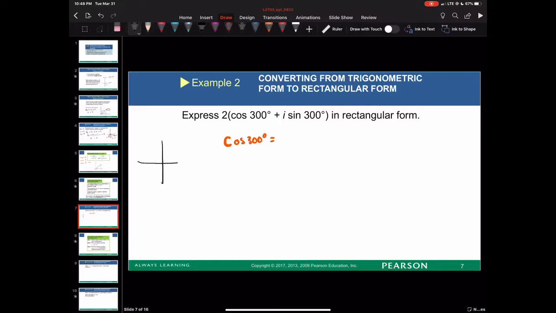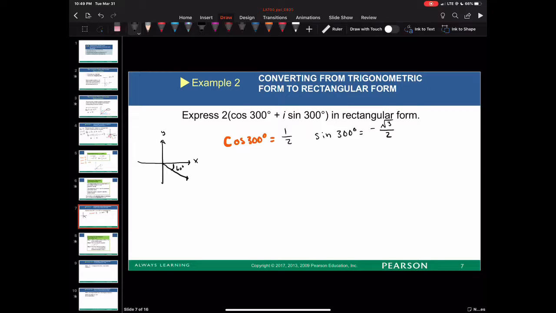If we draw an axis and say we have 300 here, our reference angle is 60 degrees. So it's just like finding the cosine of 60 degrees, which is 1/2. Same thing with the sine of 300 degrees. We know that sine is negative in this quadrant, so the sine of 300 is negative, the sine of 60 being the square root of 3 over 2.